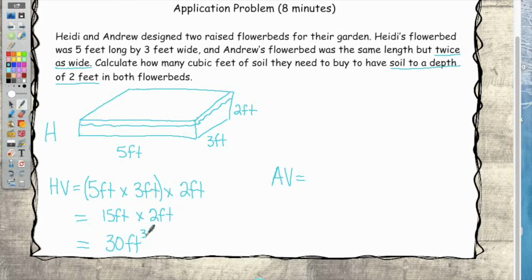Andrew's going to need more because we're doubling what? The width. It says twice as wide. So which number here is the width? 3. So instead of 3, this time we'll have what? 6, because we're doubling it. So it's going to be 5 feet times 6 feet times 2 feet. And use the same format with the 3 equal signs.